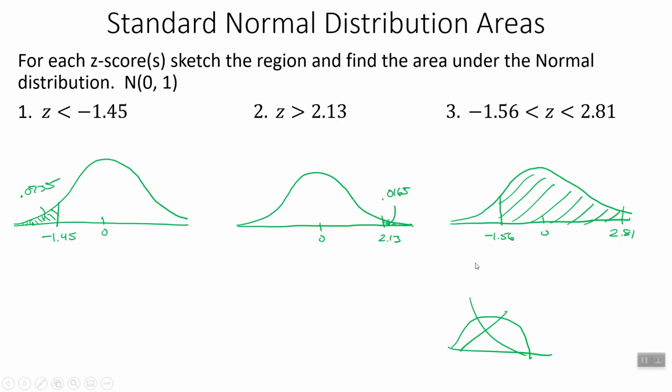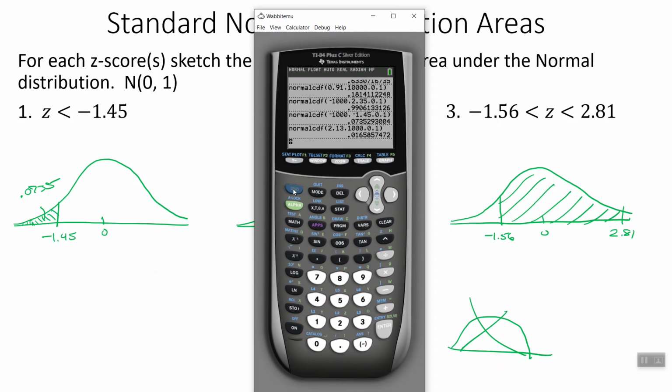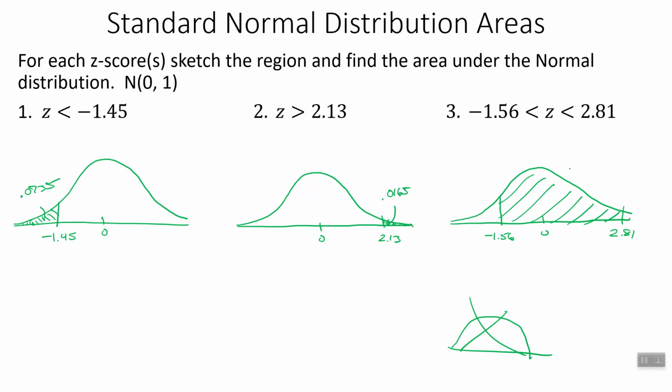And lastly, now they're giving us both ends. So again, we're doing our normal CDF. So second vars, normal CDF. We've got negative 1.56 as our lower bound. We've got 2.81 as our upper bound. See how this is even easier because they give us both bounds here. We don't have to figure out, are we going down to negative 10,000 or up to positive 1,000, whatever. They give us the numbers. And there it is, 0.938. So this area in here is 0.938 or 93.8% of the data.